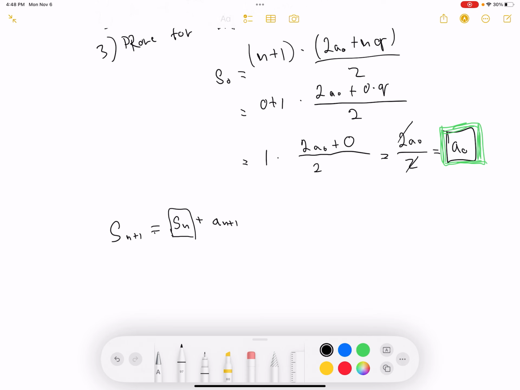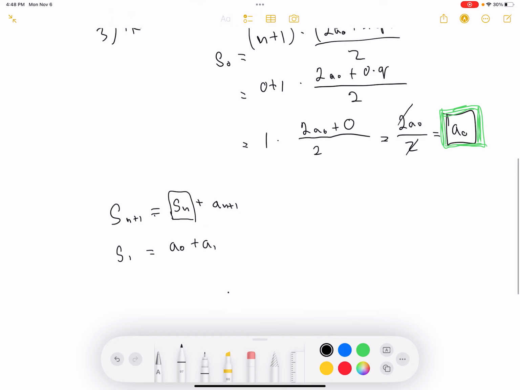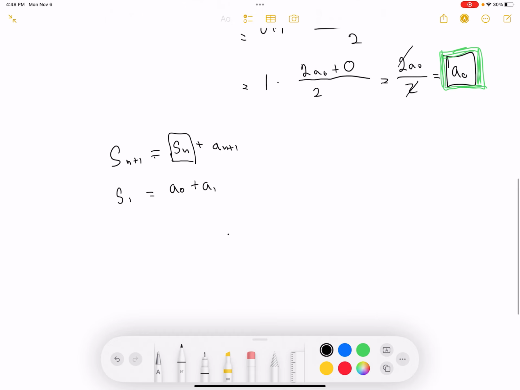Because if n plus 1 could be 1, right? Could be 1, which is S0 we calculated before, it's A0, and S1 would be S0 plus A1, right? So that'll be the result, right?